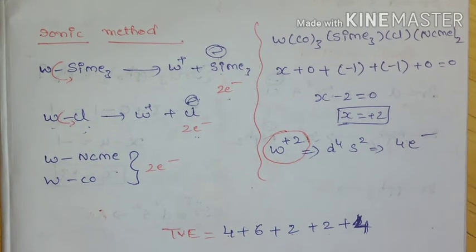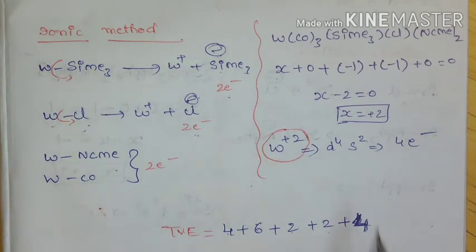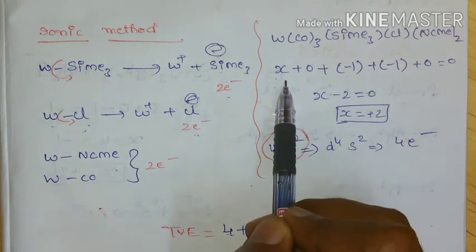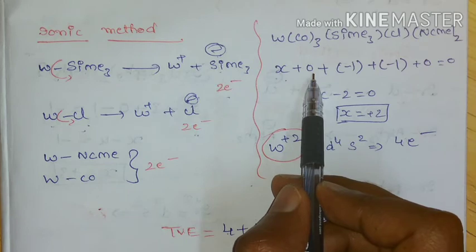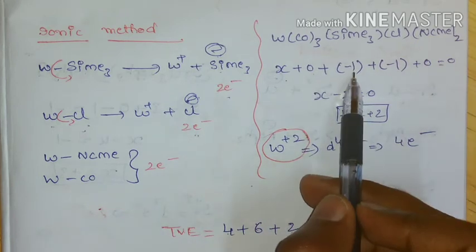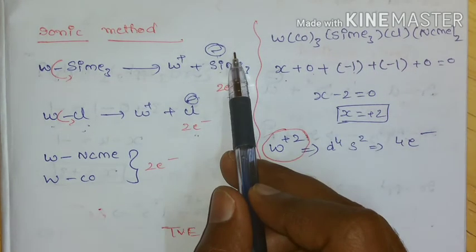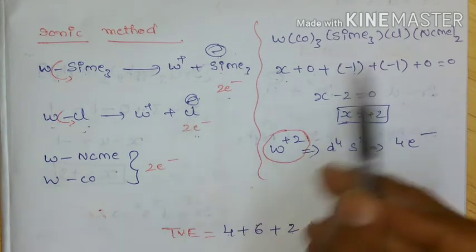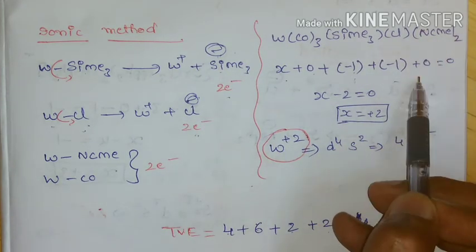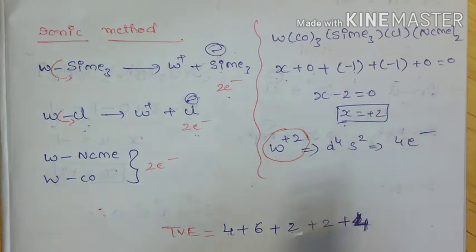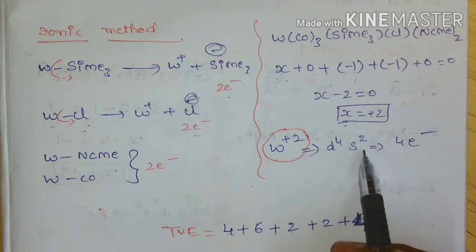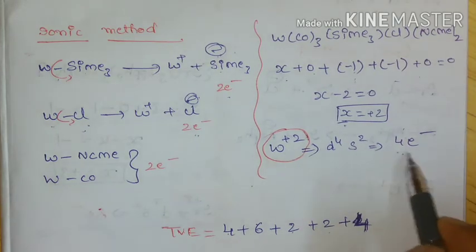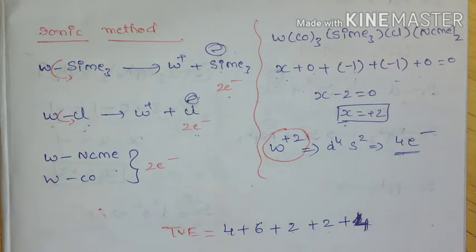And in the ionic method, we need to find the oxidation state. So here we need to find this metal's oxidation state. CO is a neutral ligand, since it carries 0 charge. SiMe3 is going to carry negative charge, -1. Cl is -1, this is neutral, 0. So X will be +2, meaning tungsten is in +2 oxidation state. So if I remove these 2 valence electrons, tungsten is going to contribute 4 electrons.